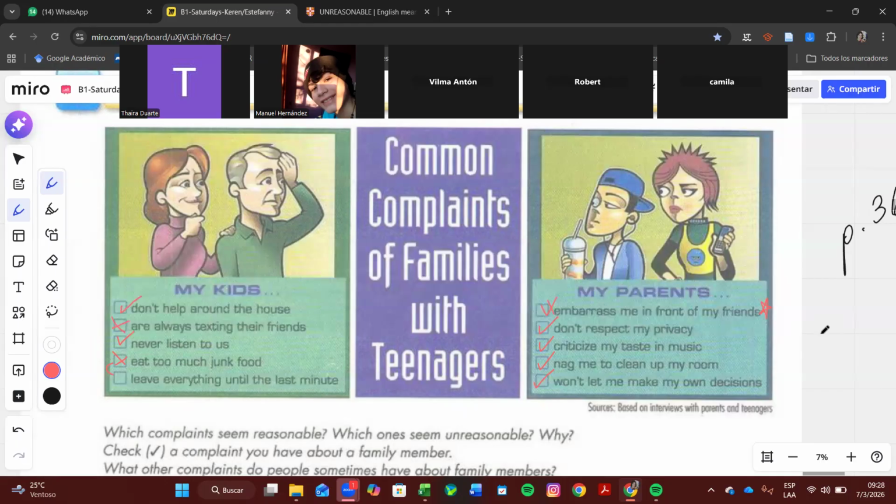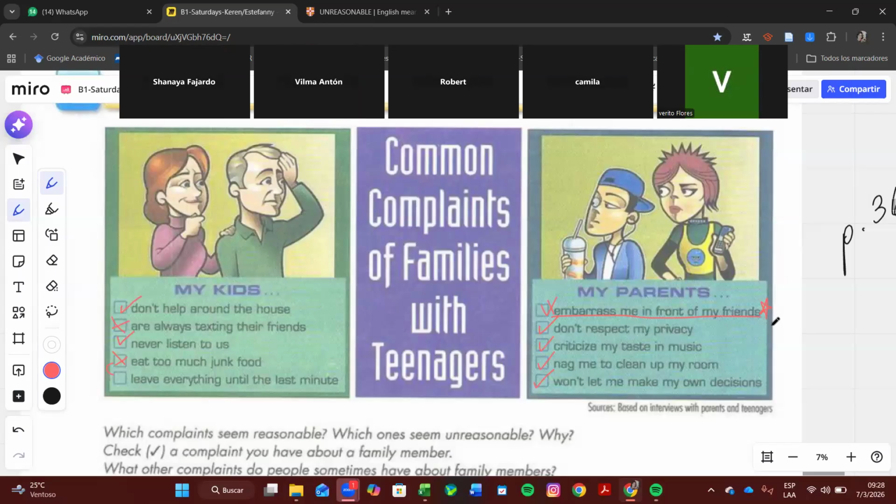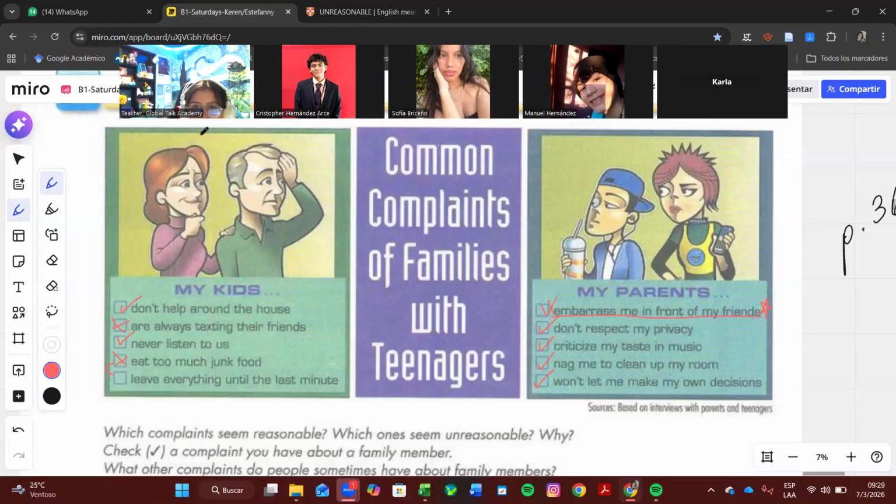Embarrass me in front of my friends, because they do it without wanting to. So what about this one? Is this reasonable or unreasonable? Reasonable. So sometimes they do it. You agree with it. Yeah. Okay. And what about one that is unreasonable? Which one? The last one, because some decisions are dangerous for us. Mm-hmm, right. I think this is important.